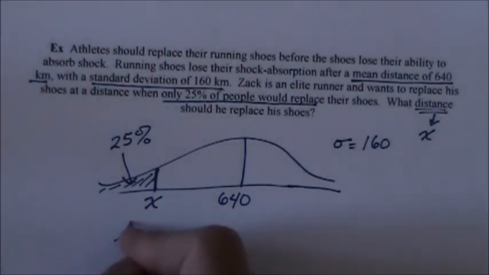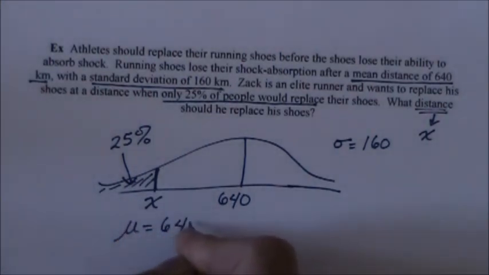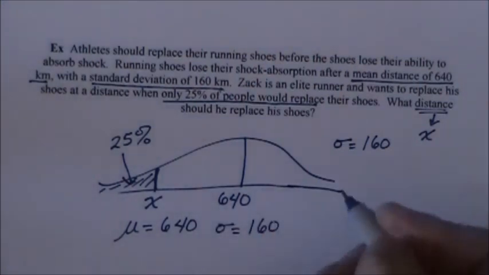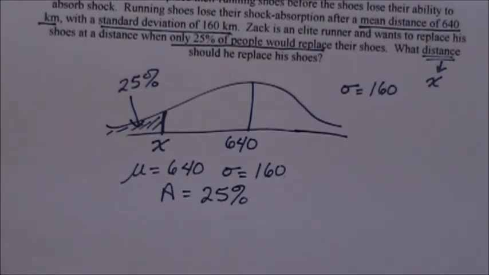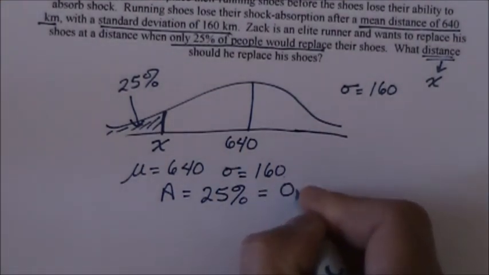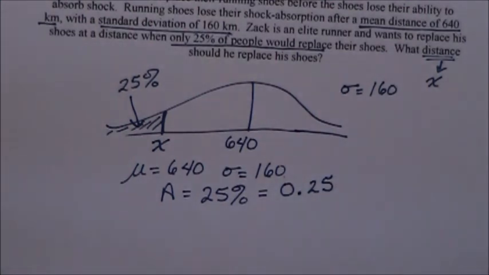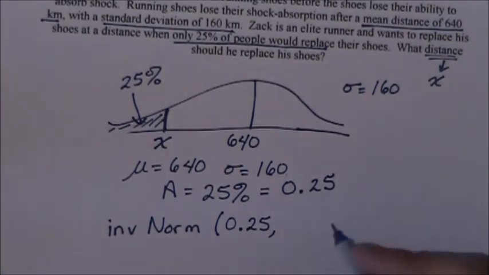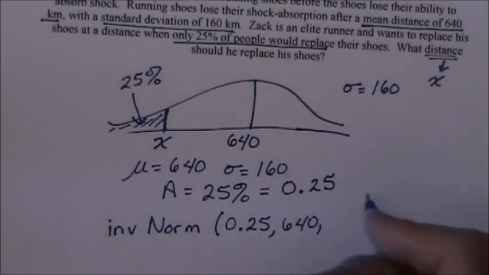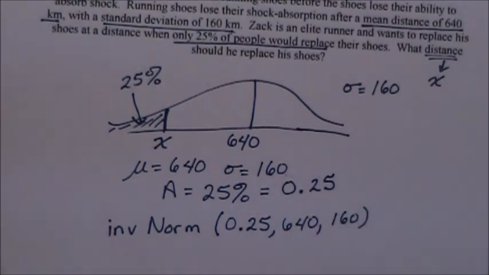So as we look at it, we have our mean is equal to 640. We have our standard deviation is equal to 160. And we have our area is equal to 25%. And if we go and change that 25% to a decimal, divide it by 100, we get 0.25. So that means we have an inverse norm of 0.25, followed by 640 for our mean, and 160 for our standard deviation.